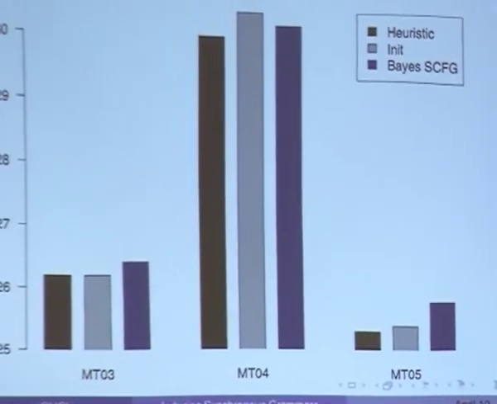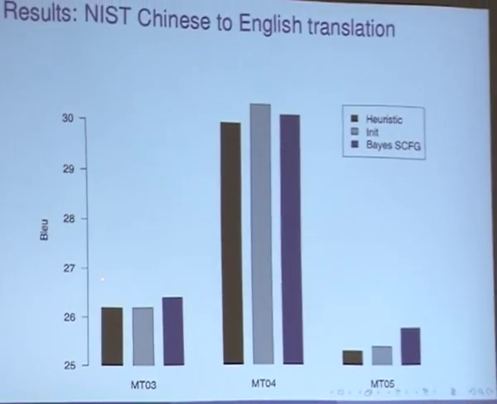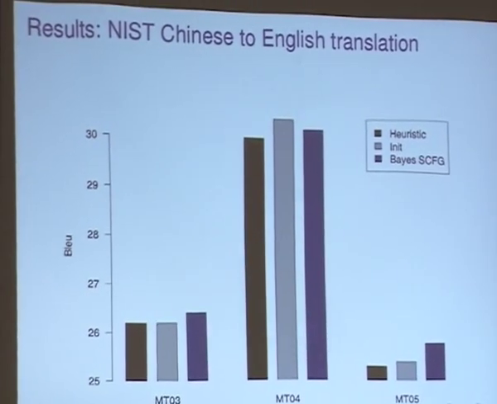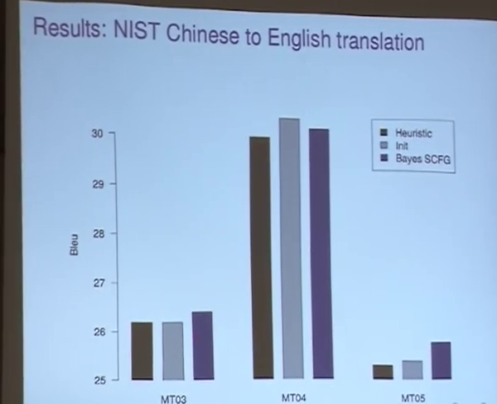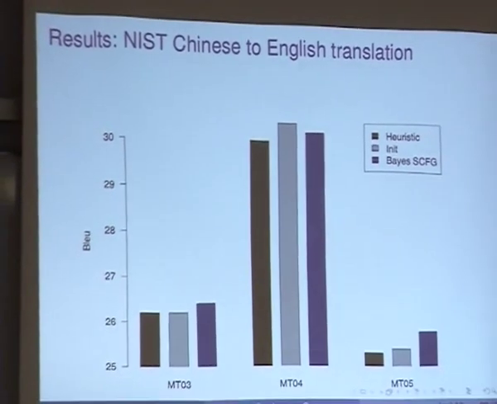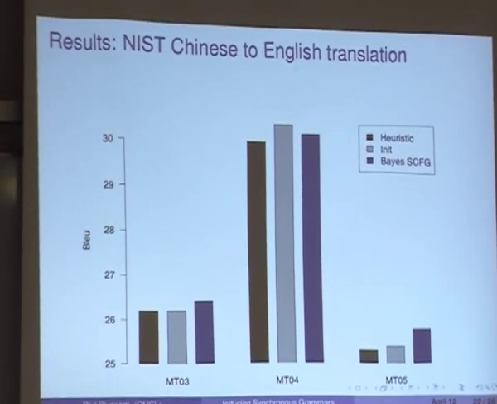So what happens when we apply this to Chinese? The story's a little bit complicated, but I'll go through it. So in the black is Moses. The blue here is just like the previous evaluation. That's the model using our estimation technique. This grey bar is the initializer that we start our sampler from.